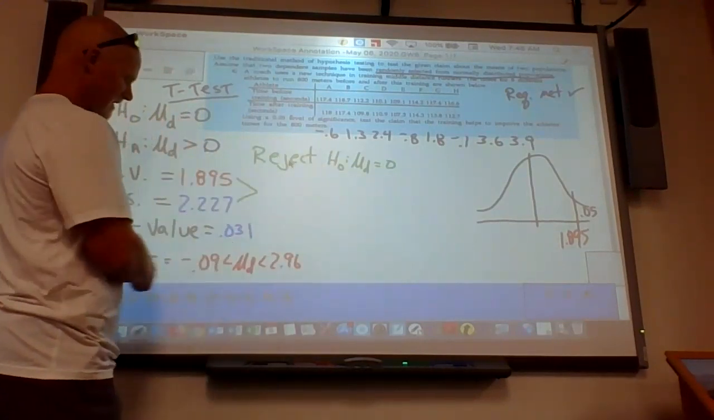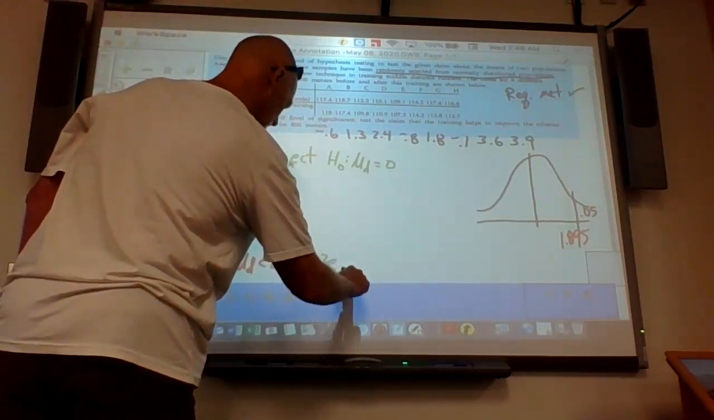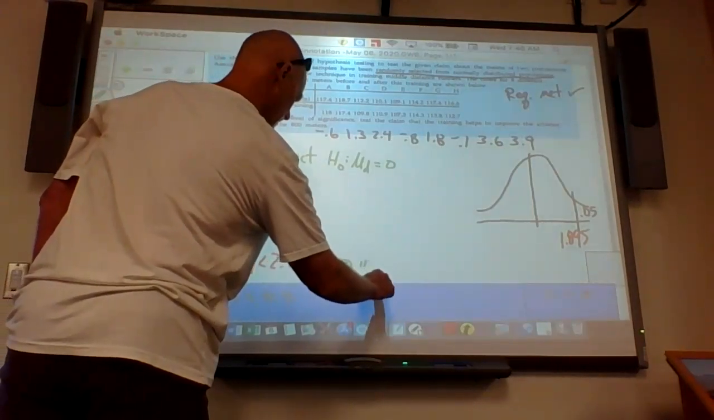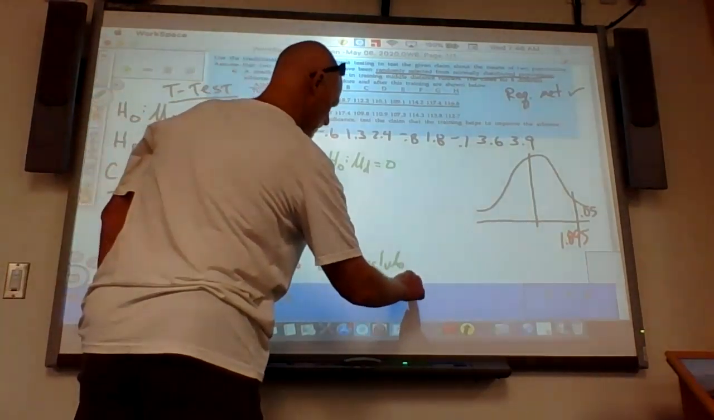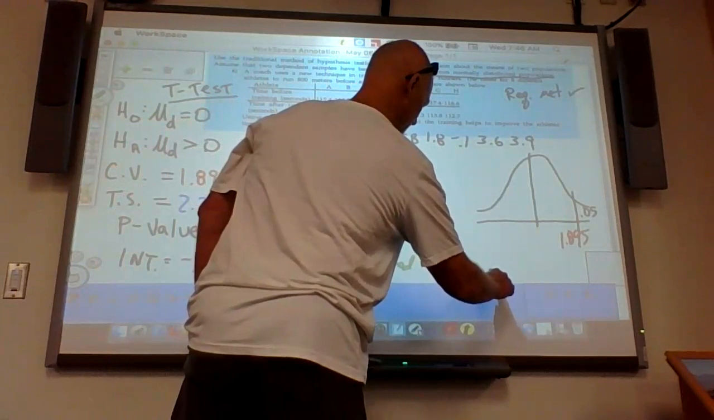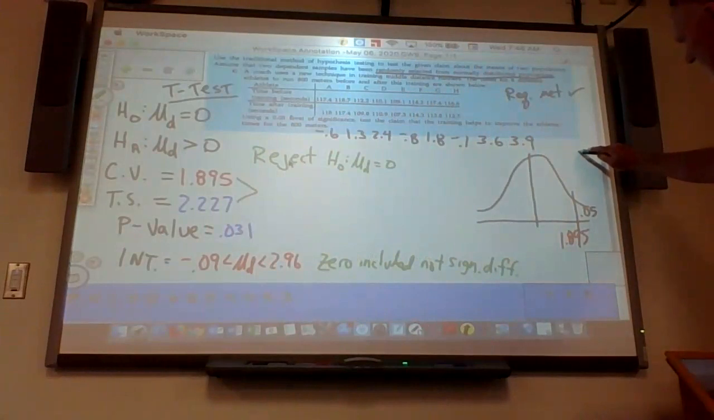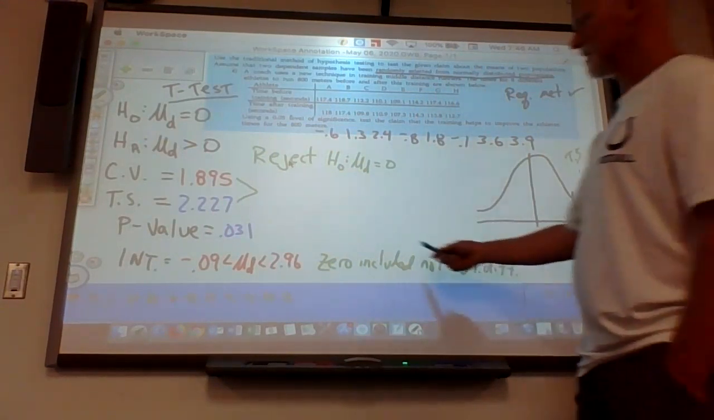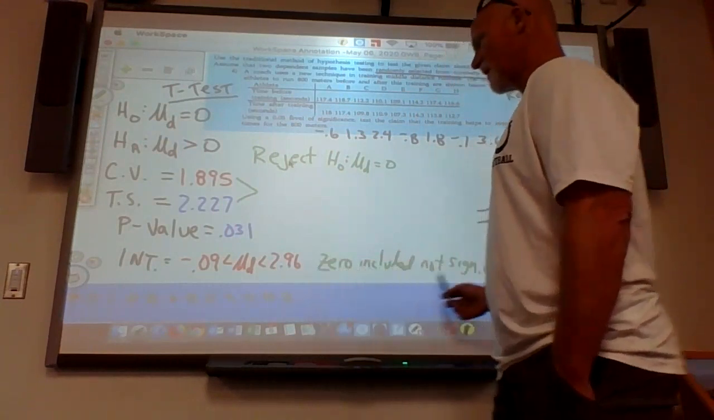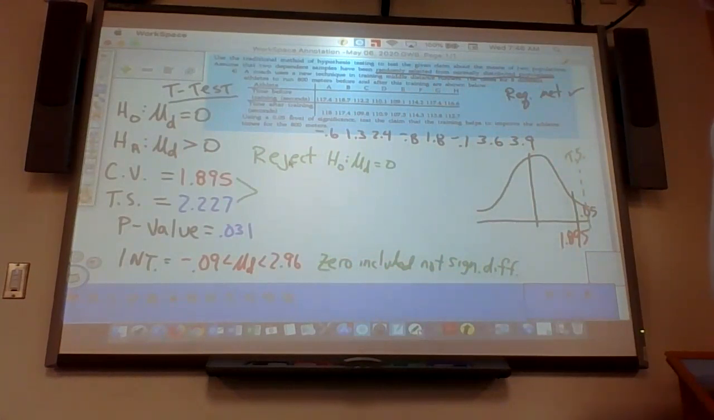However, in our interval, 0 is included. And we would say not significantly different. Now, if I were to put it on the picture over here, we're going to be like here, and that would be the test statistic. So just be aware of that. That's how that works sometimes. Very infrequently, but every once in a while, this situation will come up. And so be aware that that's a possible outcome.